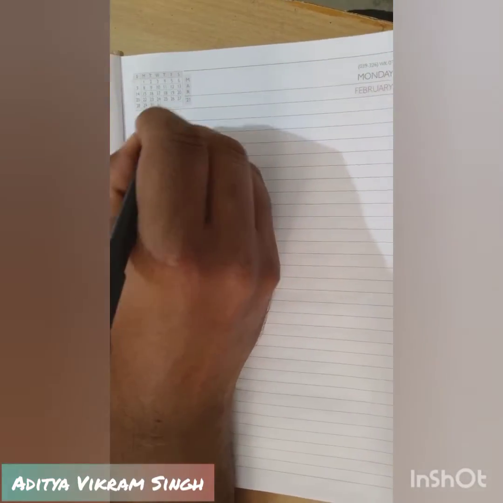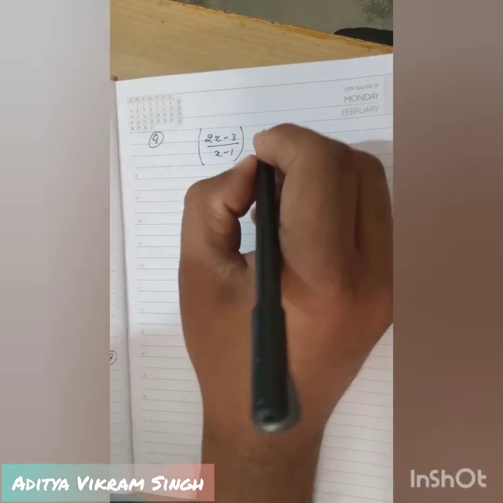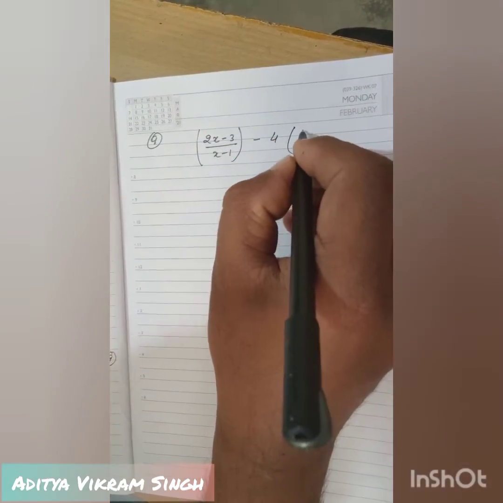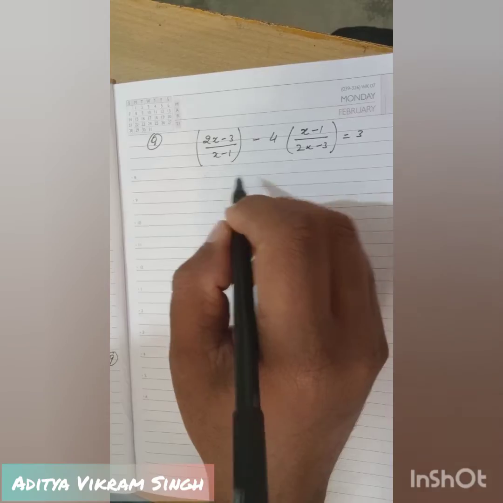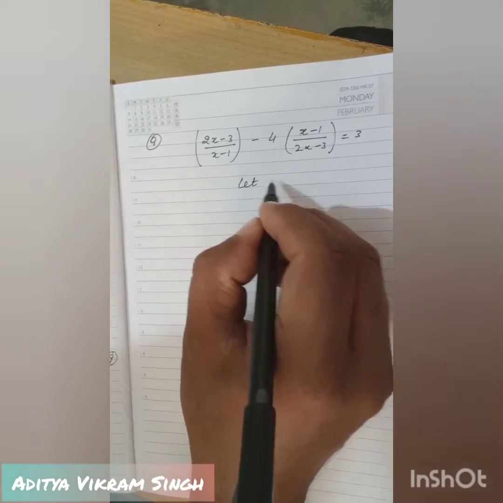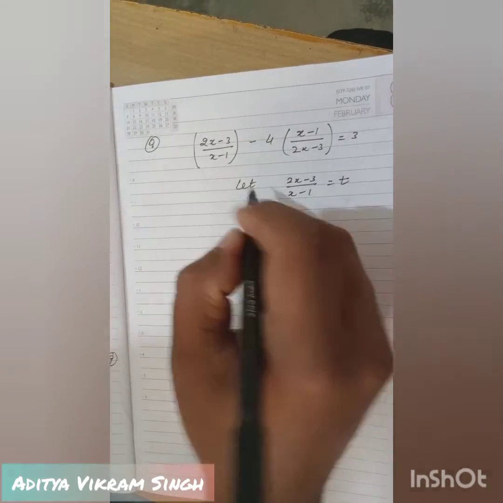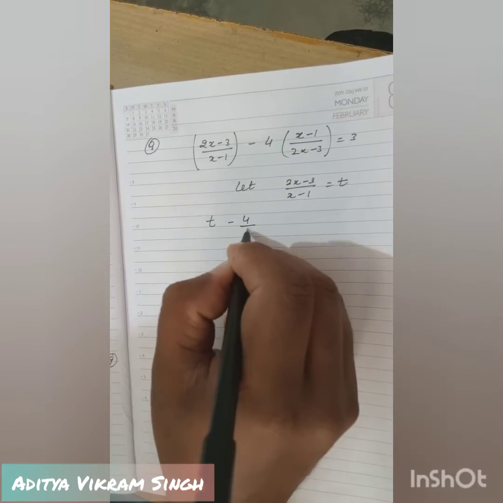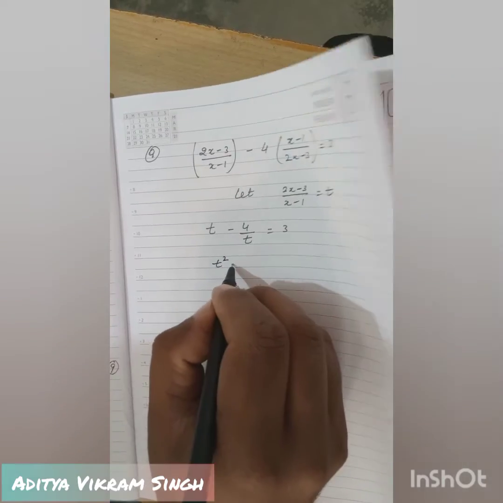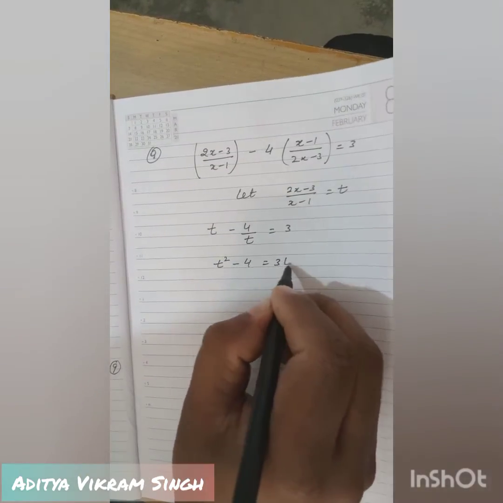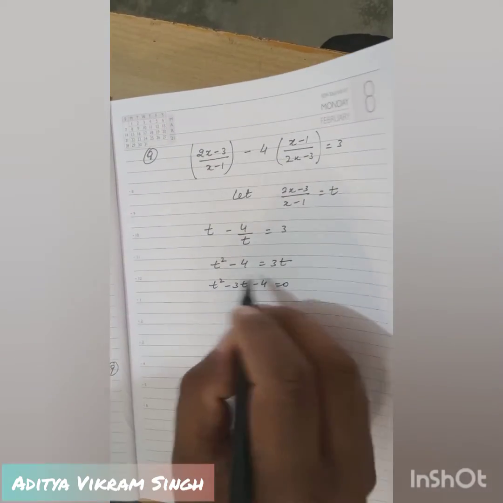Now in question number 9, it is mentioned that (2x minus 3) divided by (x minus 1) minus 4 times (x minus 1) upon (2x minus 3) is equal to 3. So this is the reciprocal of this, so let's suppose (2x minus 3) divided by (x minus 1) is t. So if this is t, this is 4 by t, is equal to 3. If we just take LCM, then this is t square minus 4 divided by t is equal to 3, so t square minus 3t minus 4 is equal to 0. Now this is a quadratic equation.